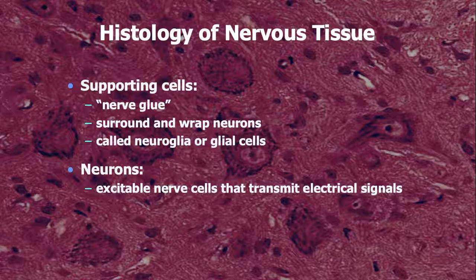Okay, so histology of nervous tissue. You are going to find primarily two types of cells there in nervous tissue. One are going to be the neurons.